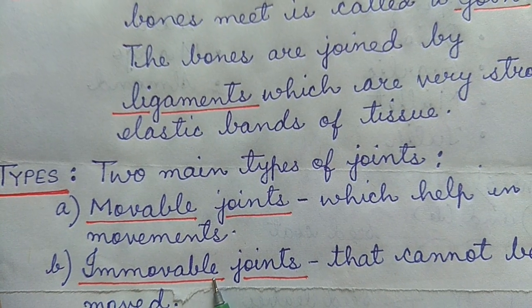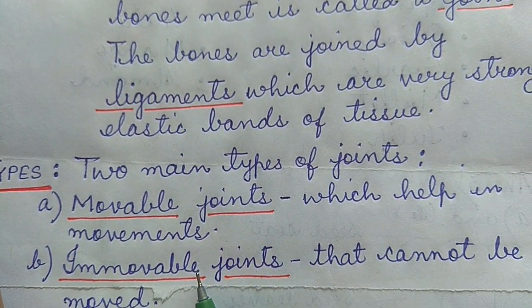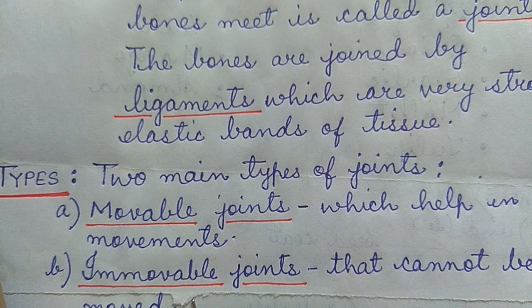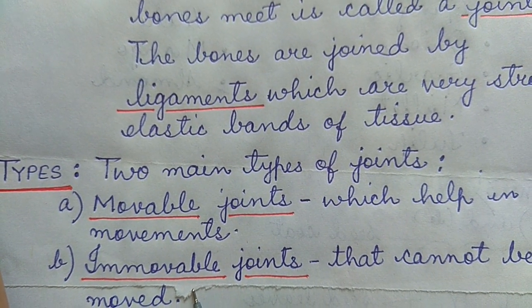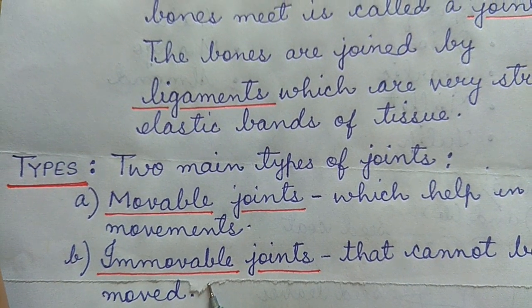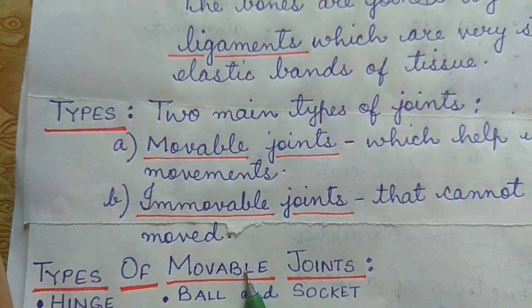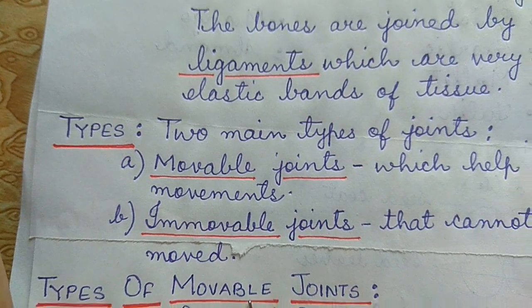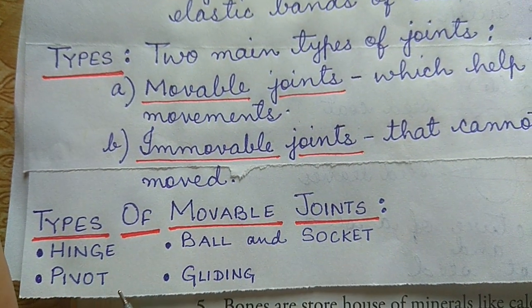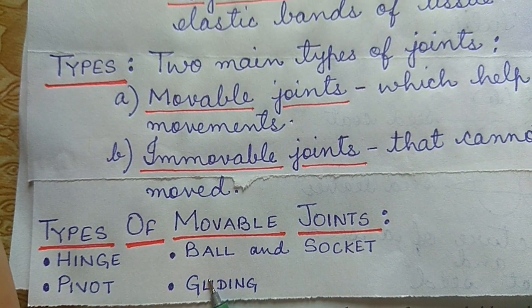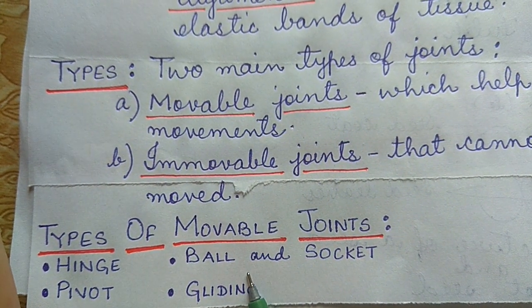Next, immovable joints. Joints that cannot be moved are called immovable joints. Example, the joints of the skull, the joints between the rib cage and breastbone. There are mainly four types of immovable joints in our body. They are hinge joint, ball and socket joint, pivot joint and gliding joint. So let us study these four joints in brief.